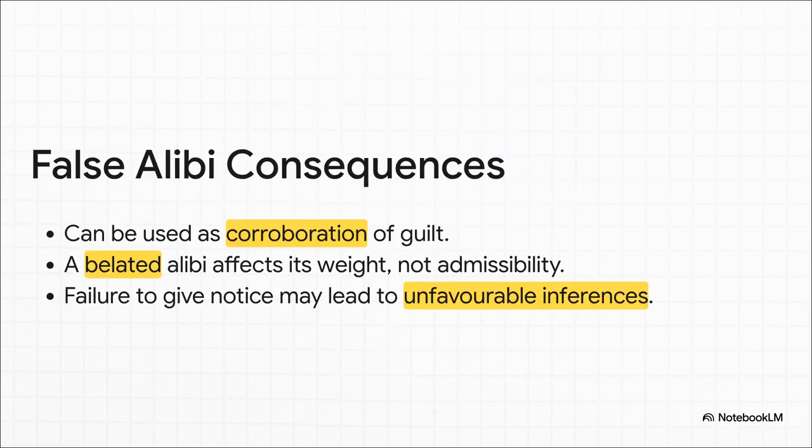Oh, this is where it gets really dangerous for the defense. A false alibi isn't just a failed argument, it's a strategic disaster. It can actually be used by the prosecution as positive proof of guilt, a consciousness of guilt. If you raise an alibi really late, it just looks shady and hurts its credibility. And you've got to remember, there are rules requiring you to give notice. If you fail to do that, the judge can literally tell the jury they can draw a negative conclusion. It is a massive, massive strategic risk.